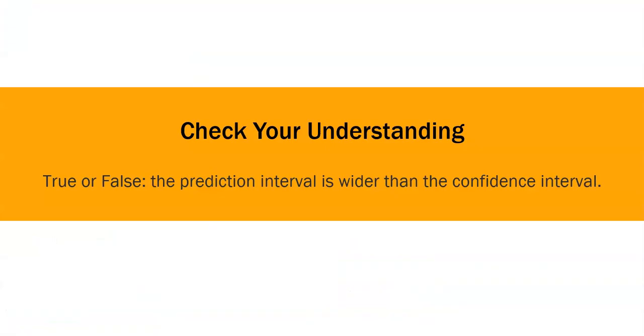All right, now that you've seen that example with the R code, just a little check on your understanding. True or false, the prediction interval is wider than the confidence interval.